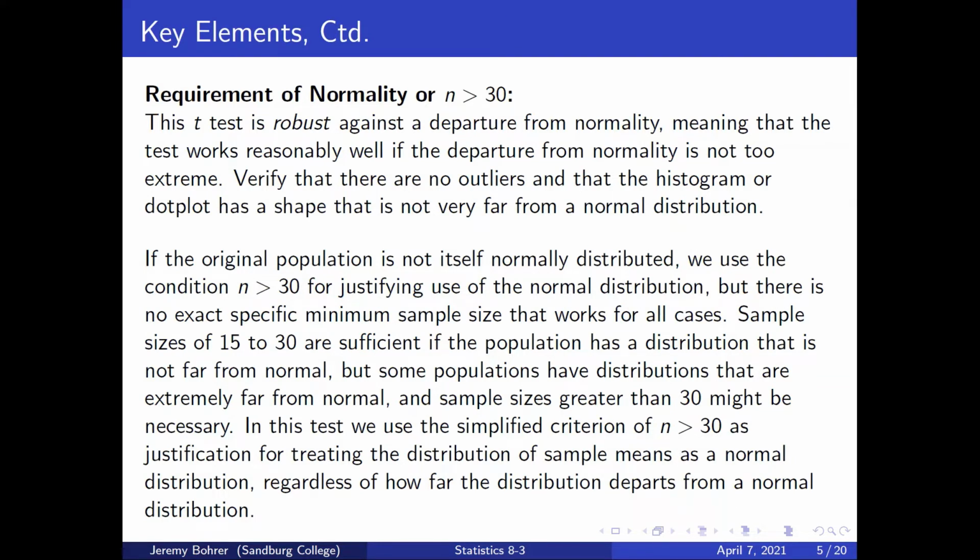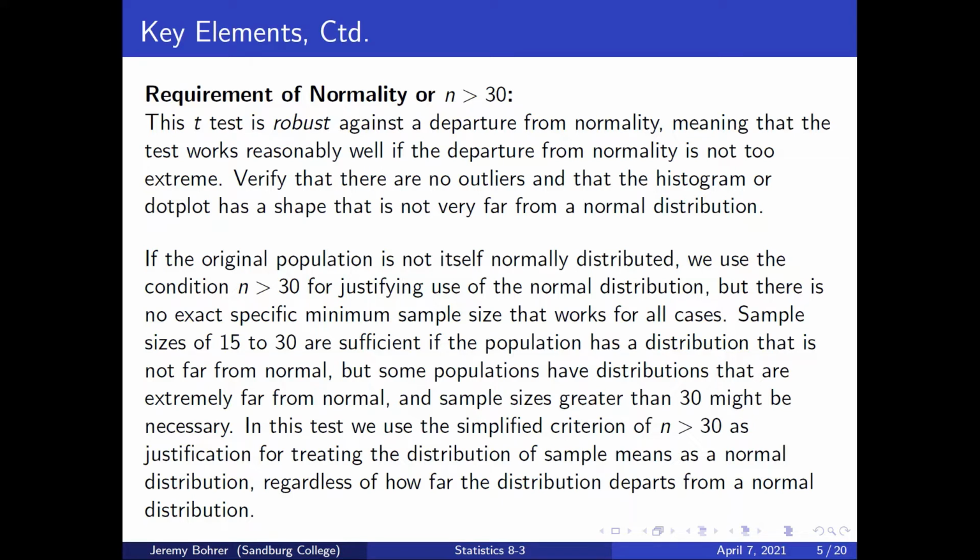This t-test is robust against a departure from normality, meaning that the test works reasonably well if the departure from normality is not too extreme. Verify that there are no outliers and that the histogram or dot plot has a shape that is not very far from a normal distribution.